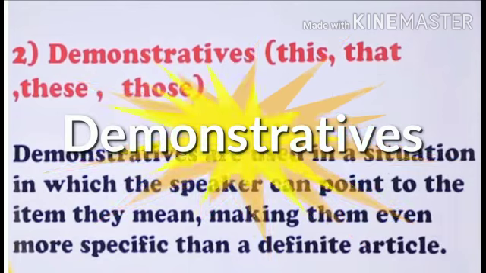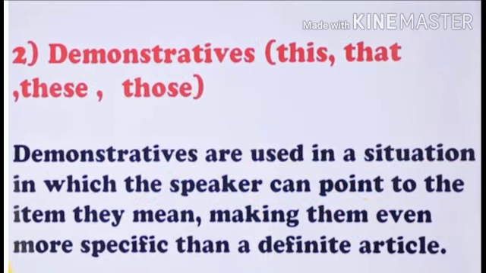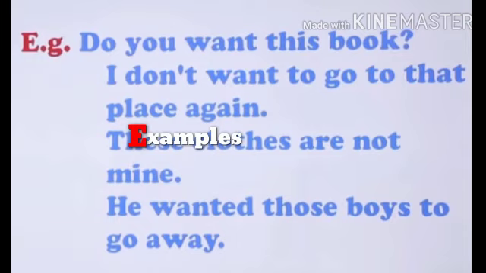Next is demonstratives, and its determiners are this, that, these, and those. So, these determiners are used in a situation in which the speaker can point to the item they mean, making them even more specific than a definite article. So, when we say something like this is mine, that is yours, then such determiners are used. Let's take an example to understand it better.